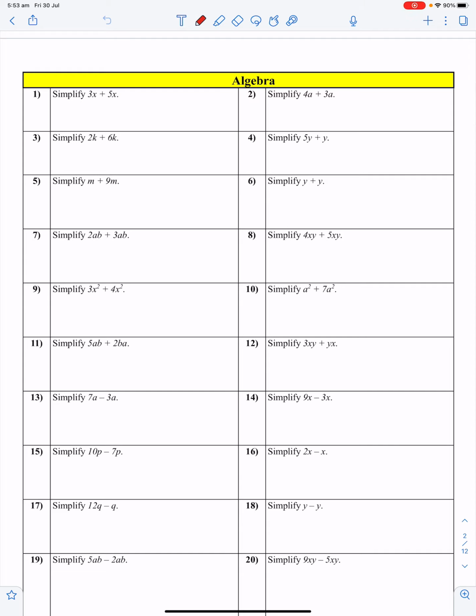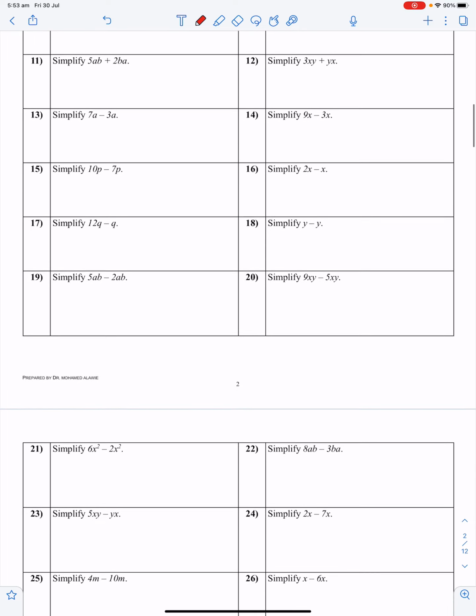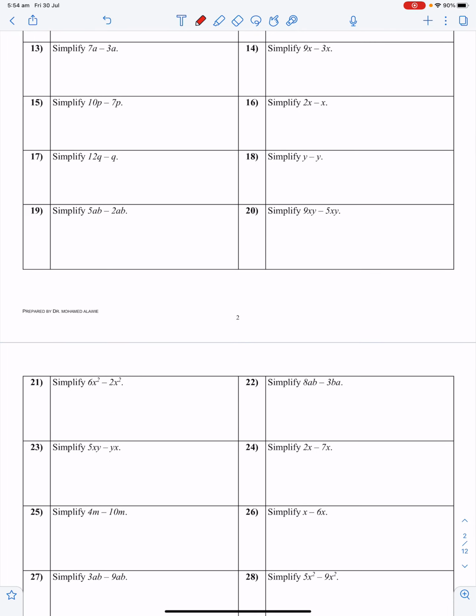Okay, if I just work down the right hand column, please remember that when you have 4a and you add it to 3a, together you get 7a. The next one, 5y plus y, is simply 6y. What you're doing here is collecting the like terms, taking the 5y and the y and bringing them together to give you 6y. Question 18. y take away y is simply nothing, so you can just write your answer as 0.